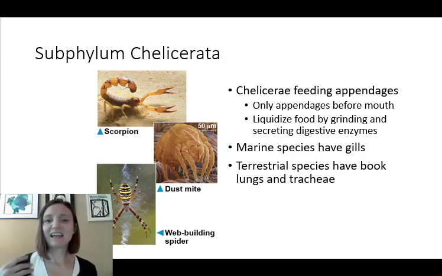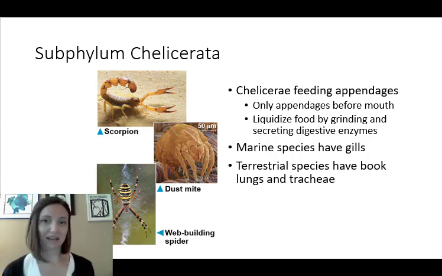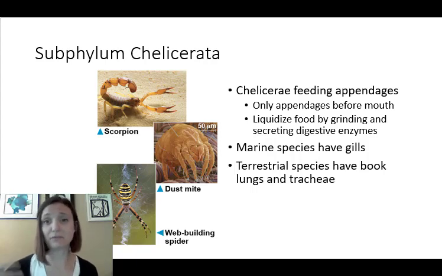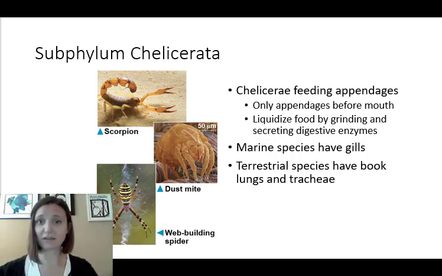And how they breathe depends on their environment. So marine species like the horseshoe crab are going to breathe through gills that are on the underside, on the belly of the horseshoe crab.